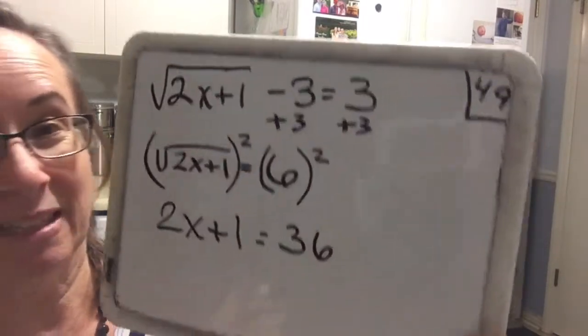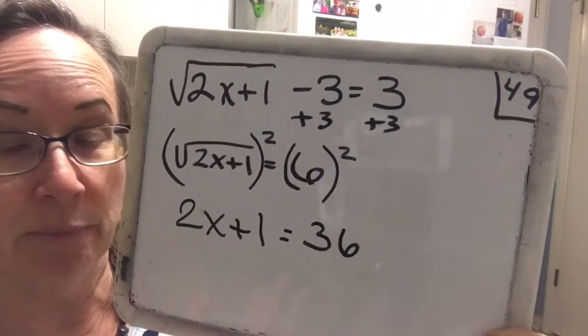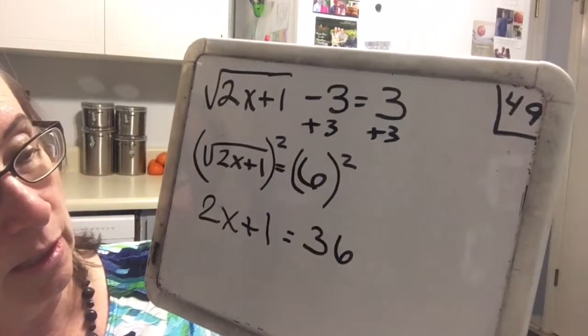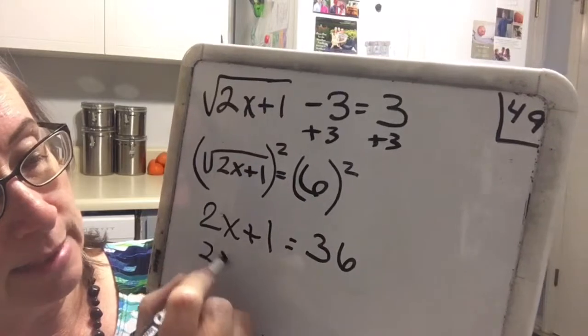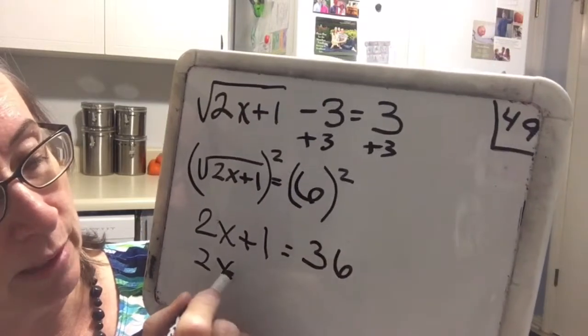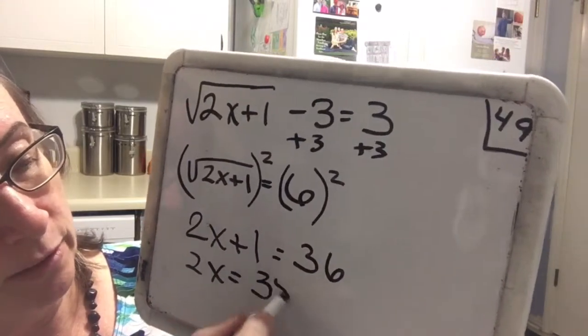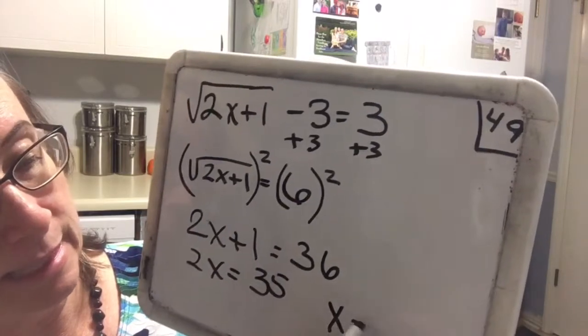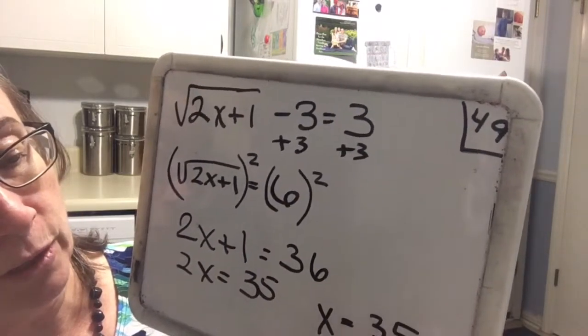So now I'm just going to solve this one linearly because it's a linear equation. So we are going to have 2x, we're going to subtract 1 and subtract 1, and we get 35. So we're going to get x is equal to 35 over 2.